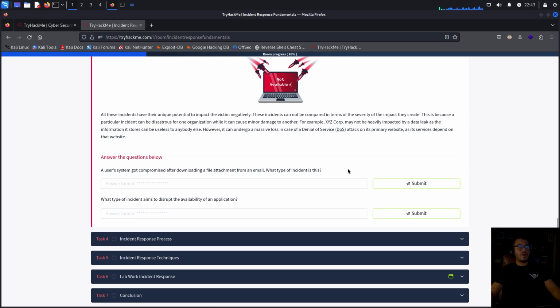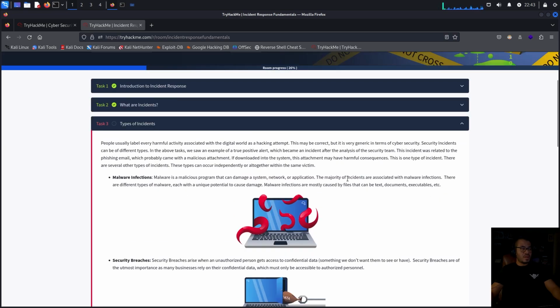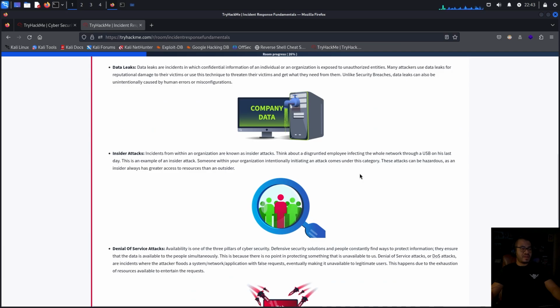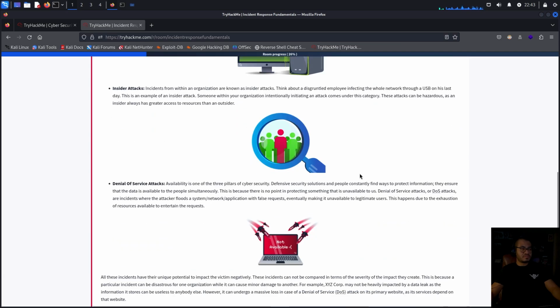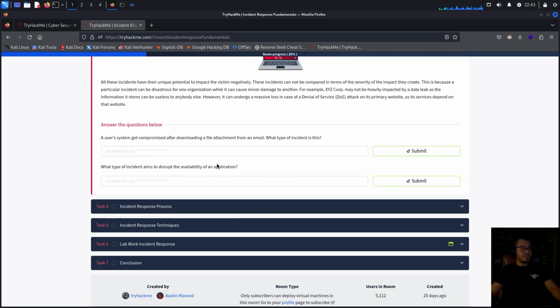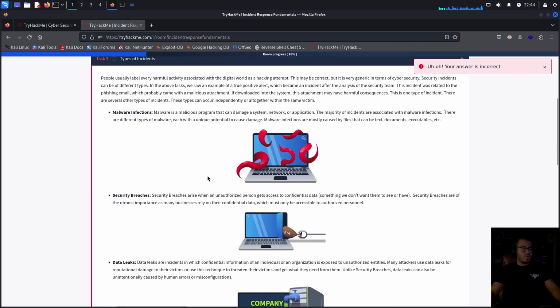A user's system got compromised after downloading a file attachment from an email. What type of incident is this? That would be an insider attack. Oh no, I'm sorry. That would be security breaches, right? Would that be the case? Nope, I was wrong. Malware infections.